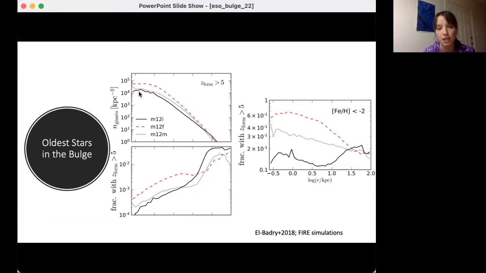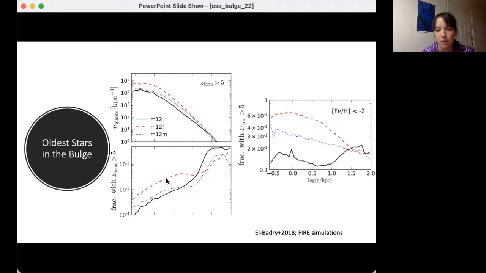In the top plot, what you're going to see is the number of stars as a function of distance from the galactic center that formed before a z of 5. You can see we have the peak in the center of the galaxy. So you're going to find most of the stars in our galaxy that formed before z of 5 are going to be towards the center.